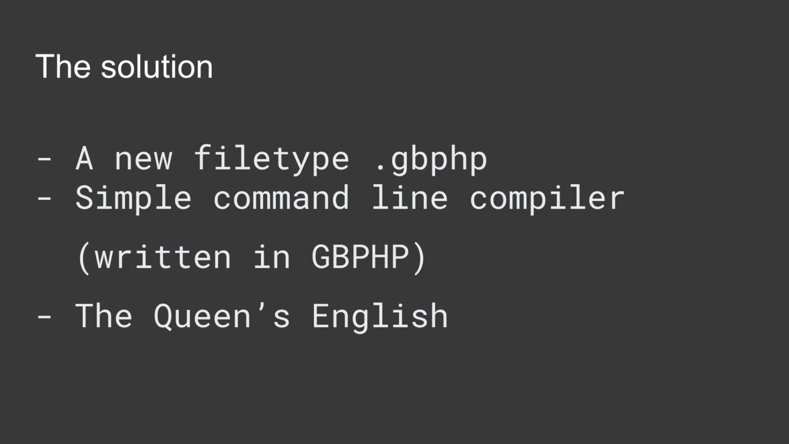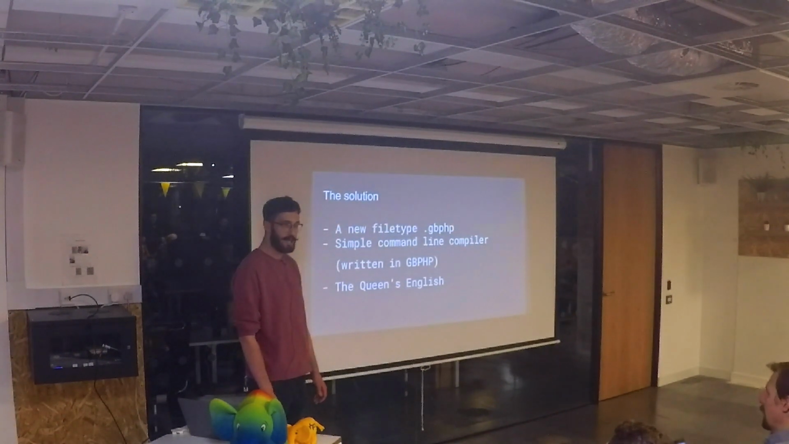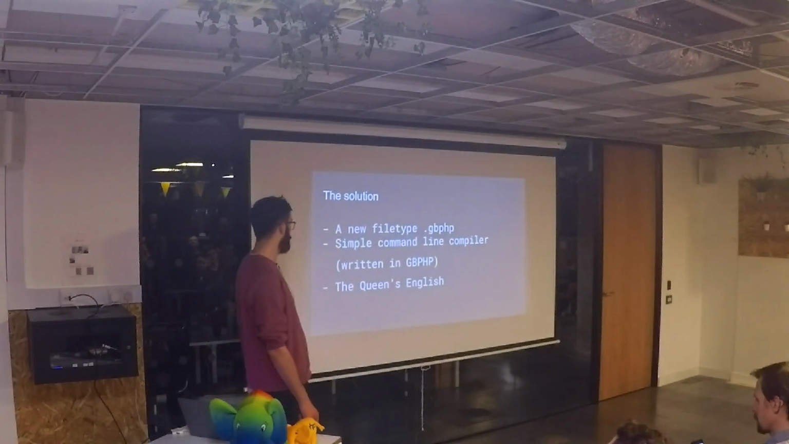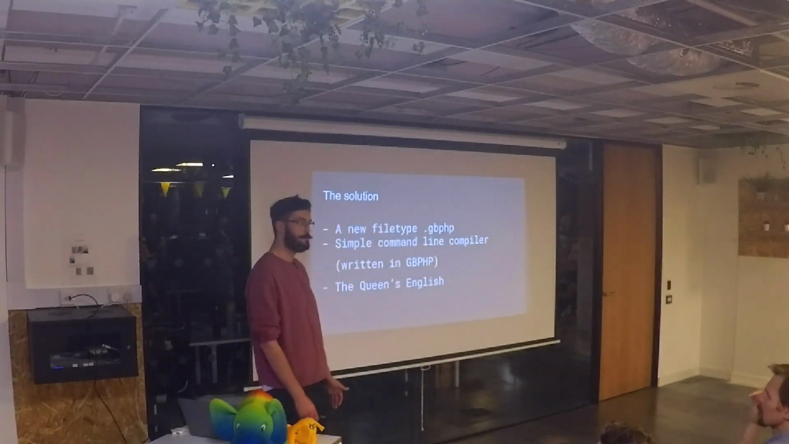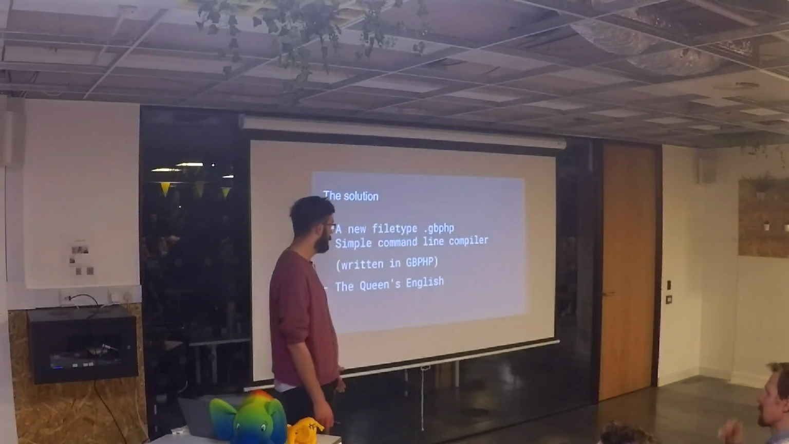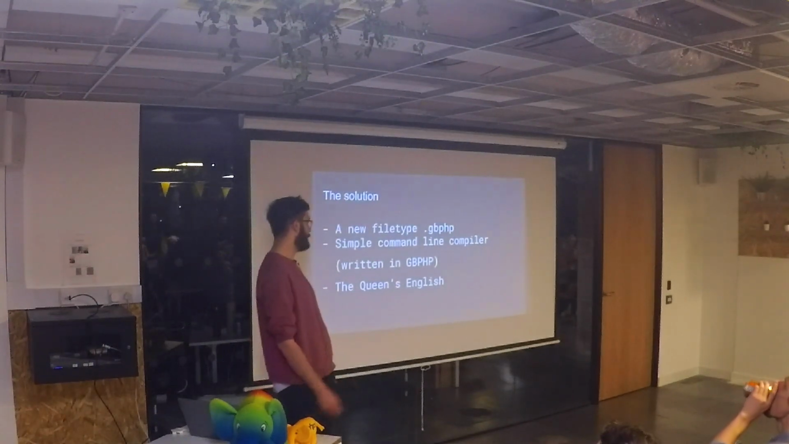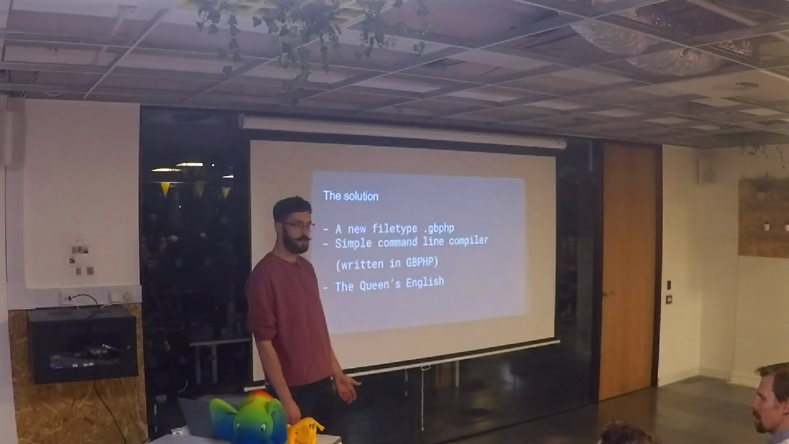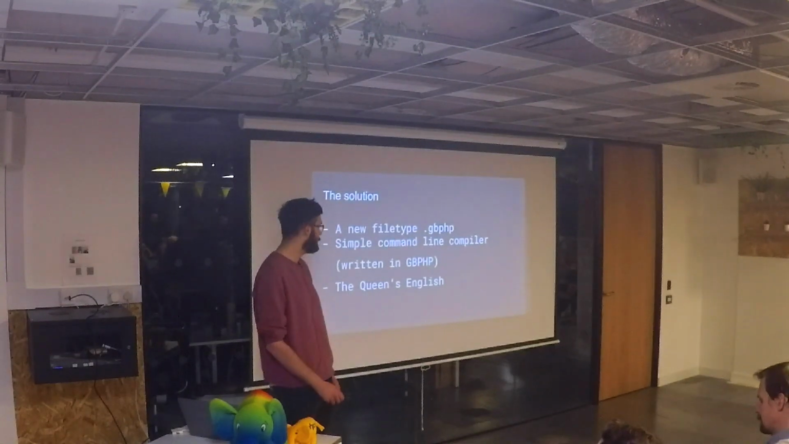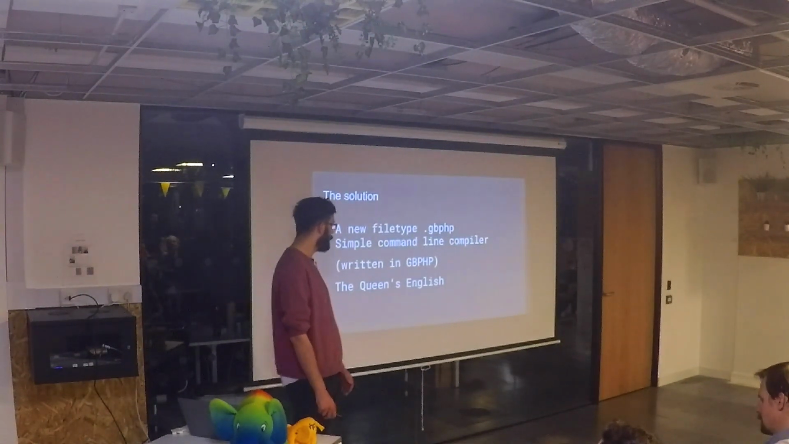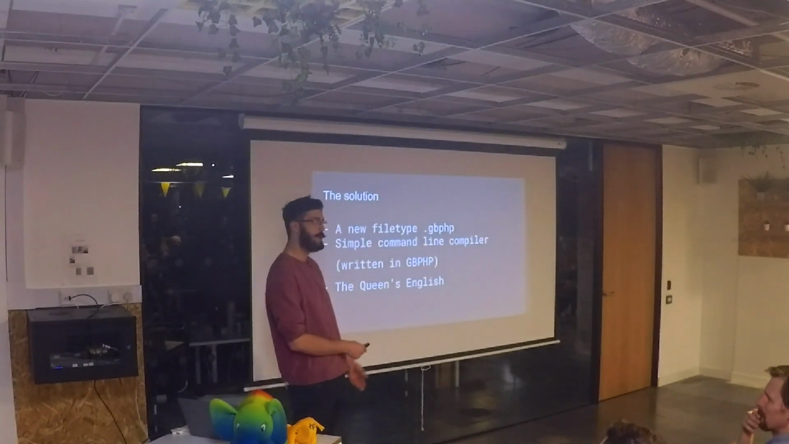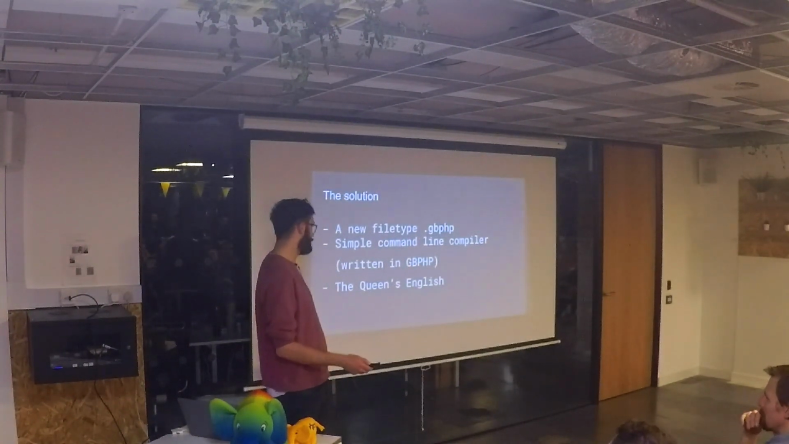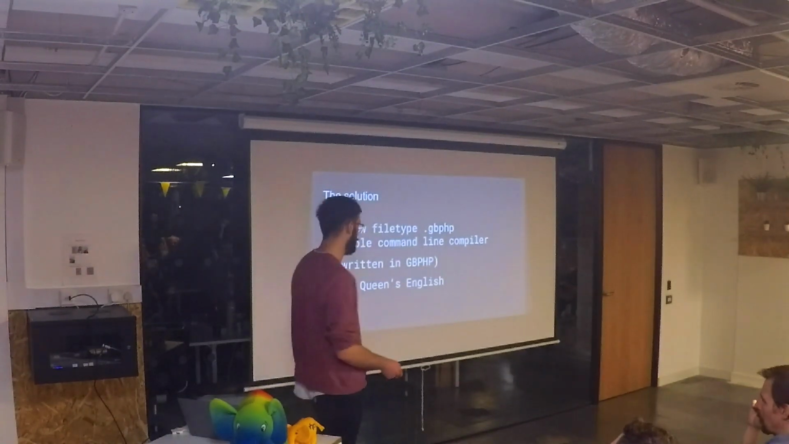So the features: the solution is a new proposed file type, which is .gbphp, which stands for, obviously, Great British PHP. It comes with a really simple command line compiler, itself written in gbphp. It lets you compile your gbphp code into vanilla PHP, so you don't have to have a different PHP version or anything weird. You can actually use it to modernize your existing PHP applications by decompiling them into gbphp. And obviously, it heavily features the Queen's English.